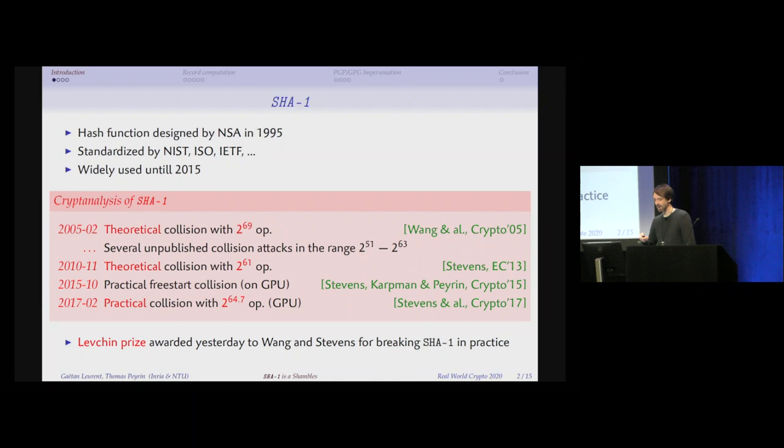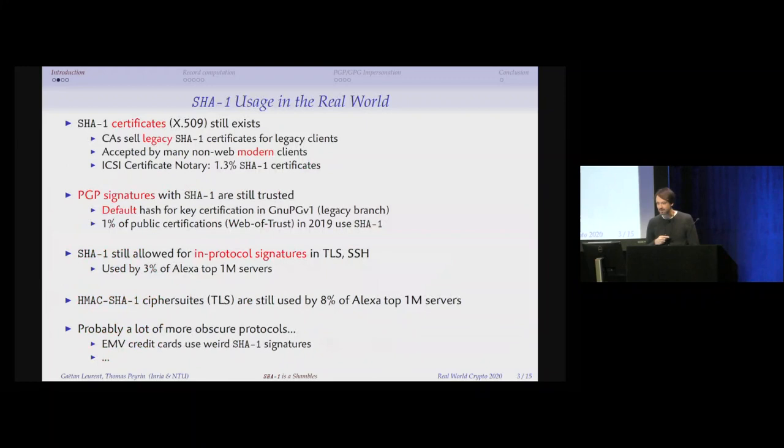So SHA-1 is a dead hash function, a broken hash function. Why am I talking about it? The first reason is because of science and because it's fun to do cryptanalysis. But the second reason is that SHA-1 is actually still used in the real world in many different places.